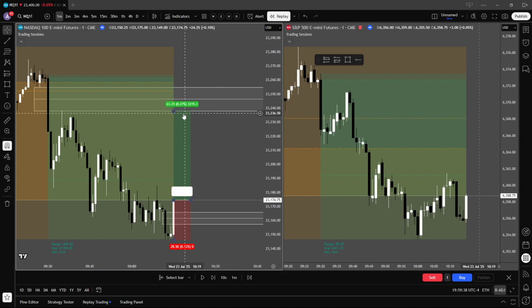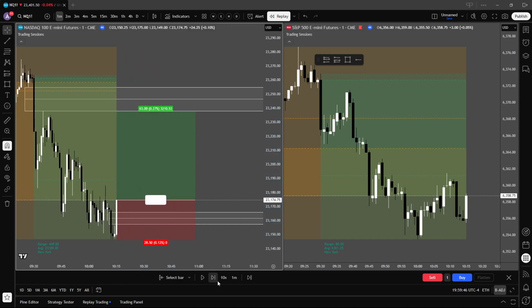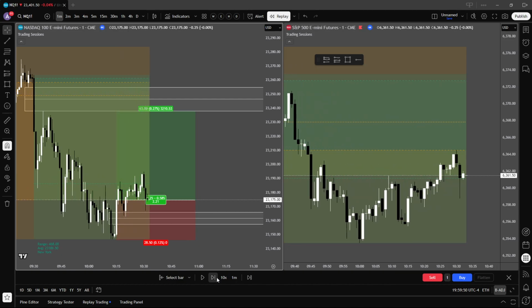So here's the ballsiest I'd get with this target. I would go there. That's as far as I'd go. Let's see how this plays out. So we did come back and retrace, and then I think come back and retrace again.